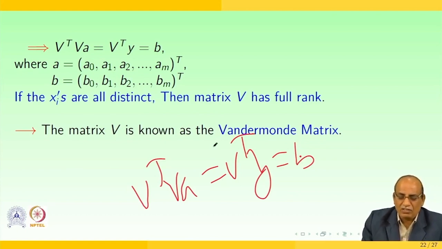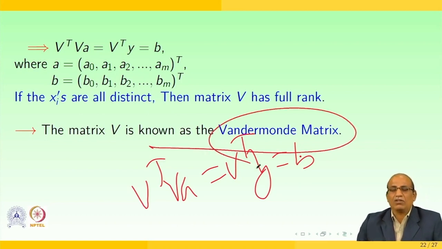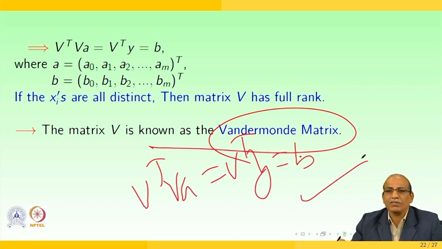The matrix V is known to have a Vandermonde determinant. What is the Vandermonde determinant? It is nothing but a determinant built from distinct values, and it gives a full rank matrix, which we call the Vandermonde determinant.